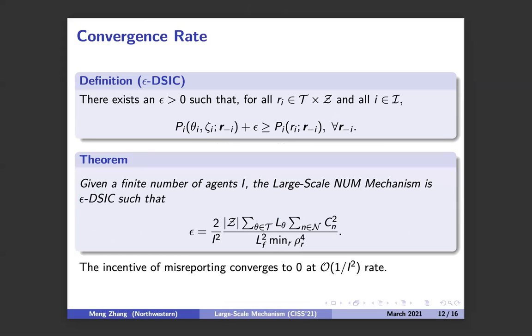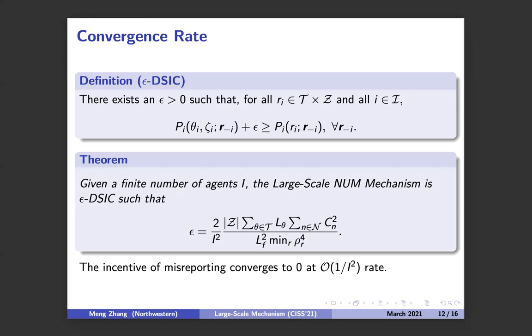In the following, we are going to analyze the properties of the proposed mechanism when I is finite. So basically, we define the following approximate version of dominant strategy incentive compatibility, which is parameterized by a parameter epsilon. Epsilon in this case characterizes the maximum incentive to misreport that each agent can receive from the mechanism.